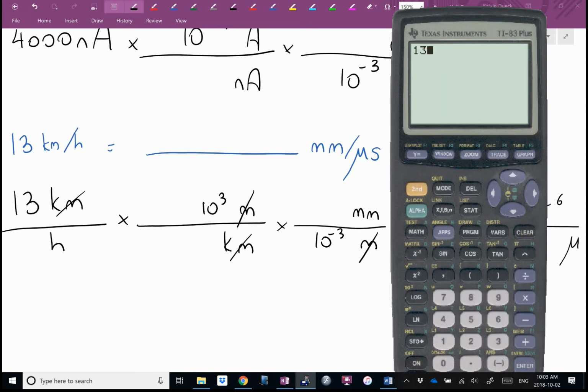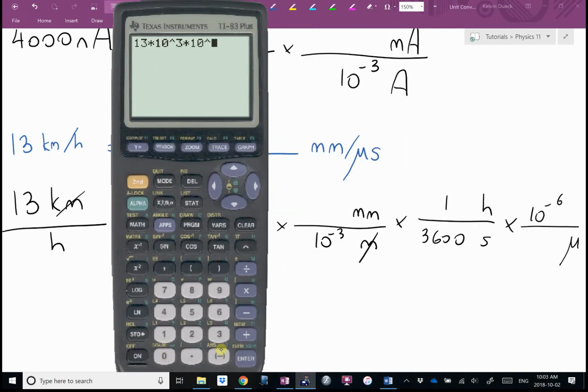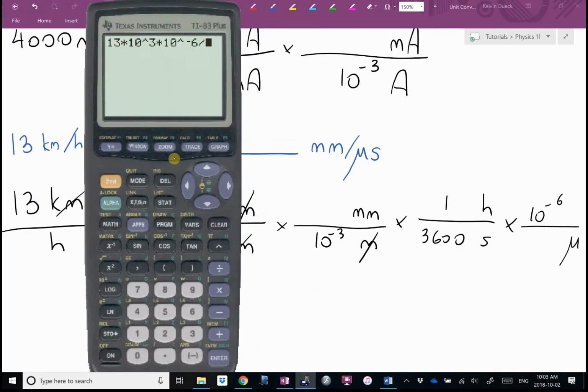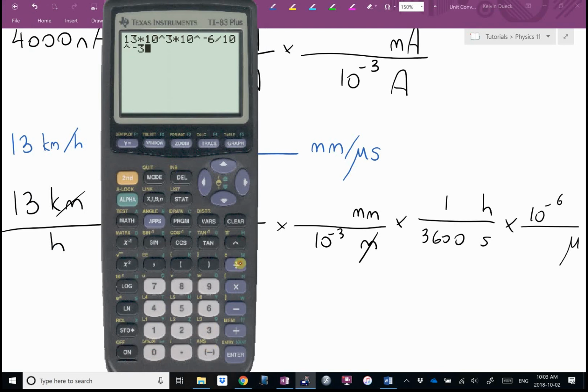13 times 10 to the third times 10 to the negative 6, and then divided by 10 to the negative 3 and divided by 3600. Did I type that in correctly? I think so. You got that? Yeah. So this is right on the threshold of, is scientific notation shorter to write that or not? If there was one more 0, I'd almost certainly go to scientific notation because it's less writing and I'm lazy. Here, if you said 0.0036, fine. I'll go 3.61 times 10 to the negative 3.